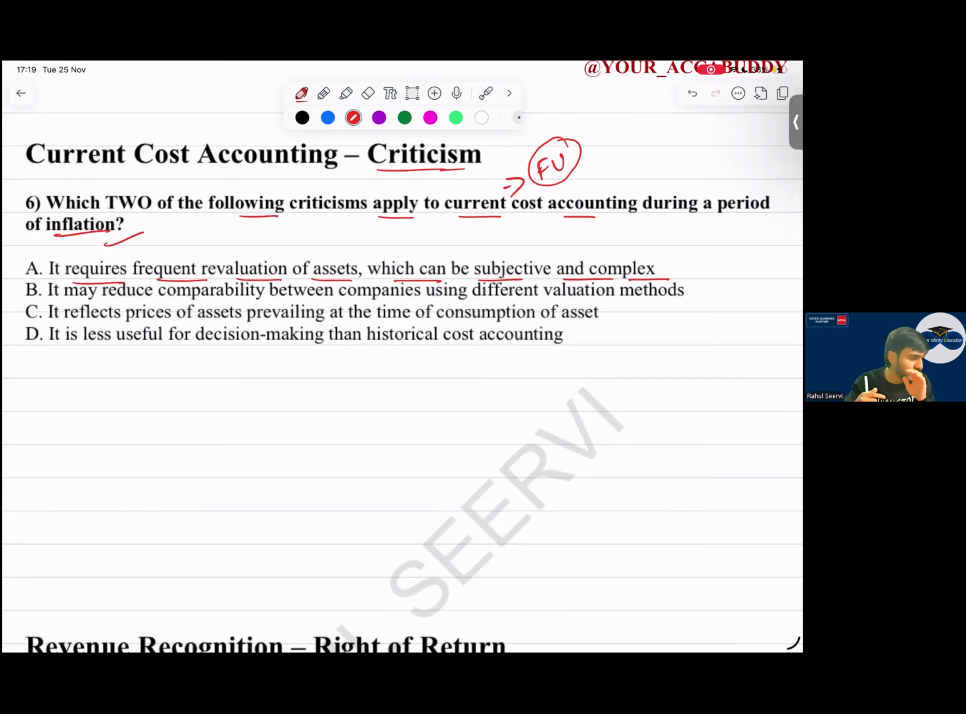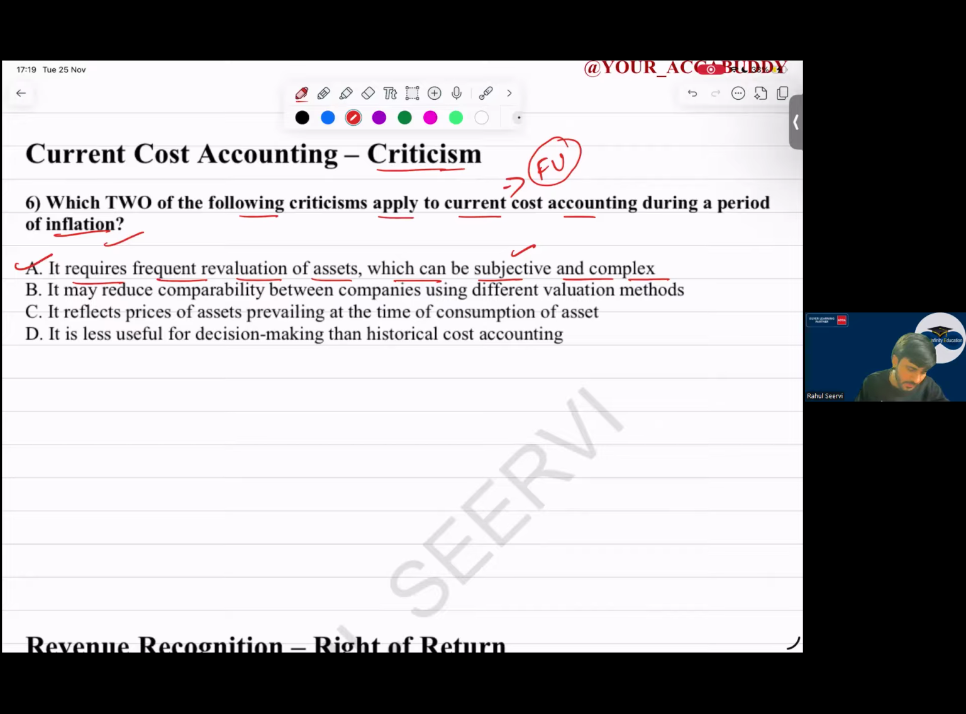If we do frequent revaluation, can I say our depreciation calculation will be more? Yes, it is subjective or not. Yes, sir. For the calculation of fair value, we have to hire a professional who will calculate the fair value. So this sentence is true. It is a criticism. It's a problem.